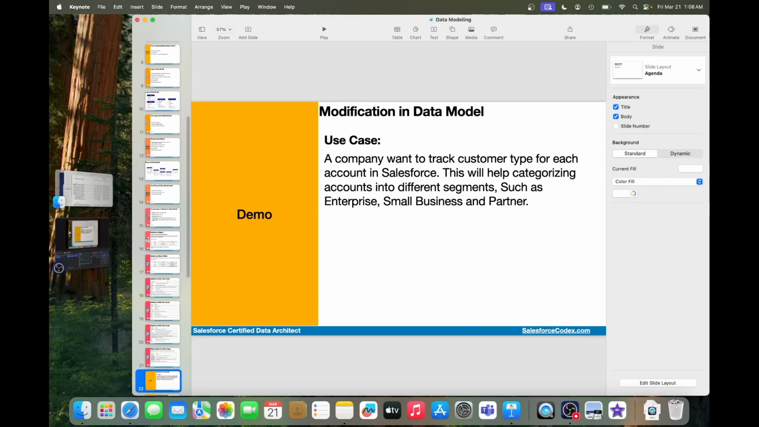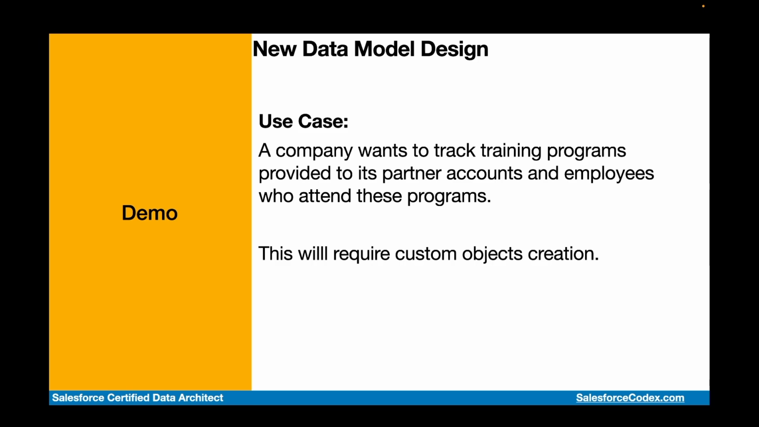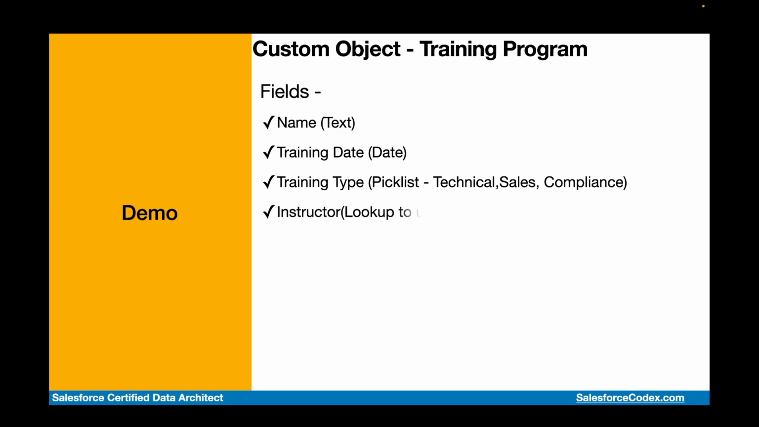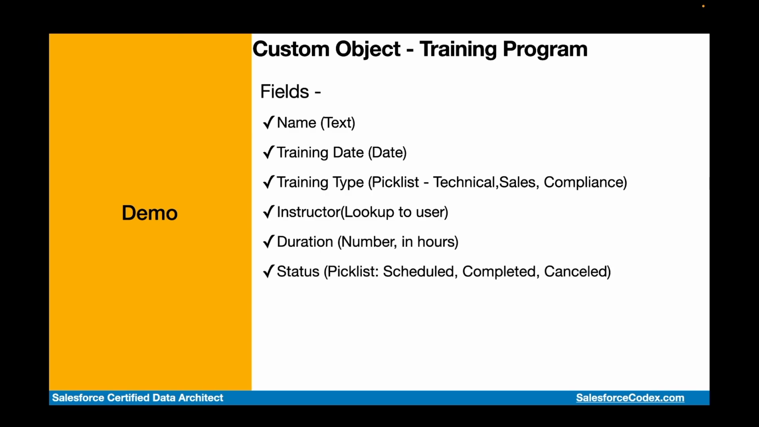Let's see the other use case here, where we will define a new data model design. The use case is a company wants to track training programs provided to its partner accounts and employees who attend these programs. This will require a custom object creation, right? For this use case, we can have 3-4 objects, like the standard object account can represent the partner companies. Then we can have a training program object, which will hold information related to name, training date, training type, instructor, so basically who will do the training, the duration of the particular training, the status of that training, and for which partner company this training is being organized.